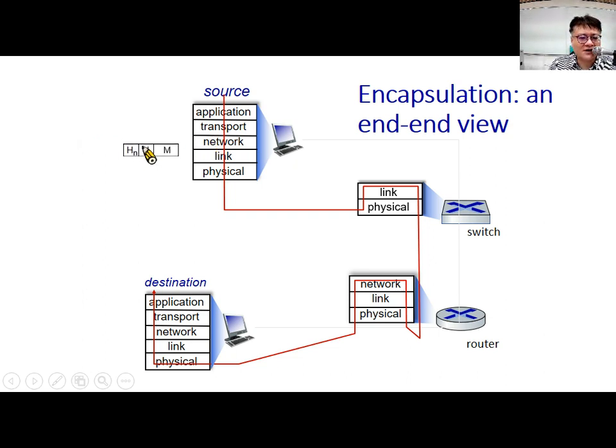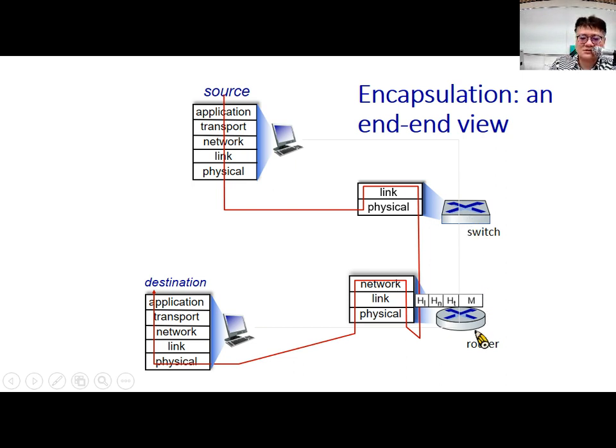Then we go to the frame. We also need the link layer. In the link layer we call this a frame, and add one header, the link layer header. And it goes to the physical layer, through the link layer switch, and to the router, because at the link layer we just pass it directly.